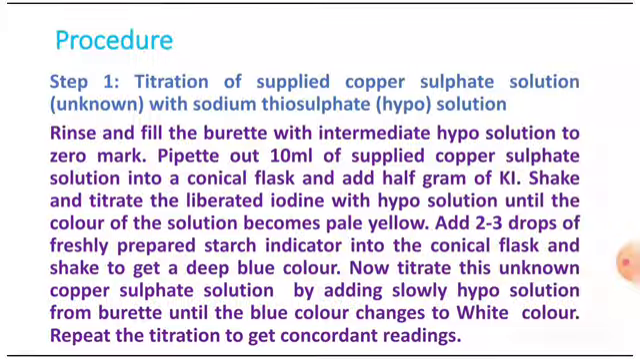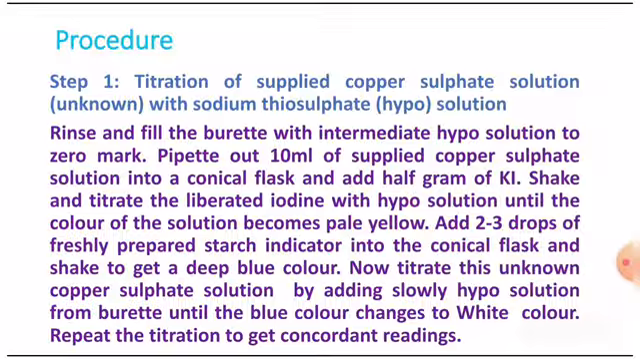Procedure of the titration. First step is titration of the supplied copper sulfate solution, that is the unknown solution, with sodium thiosulfate solution. Rinse and fill the burette with intermediate hypo solution to the 0 mark. Pipette out 10 ml of supplied copper sulfate solution into a conical flask and add half gram of potassium iodide. Shake and titrate the liberated iodine with hypo solution until the color of the solution becomes pale yellow.